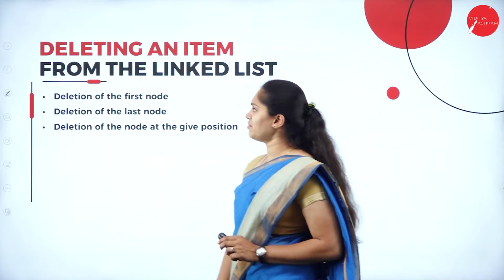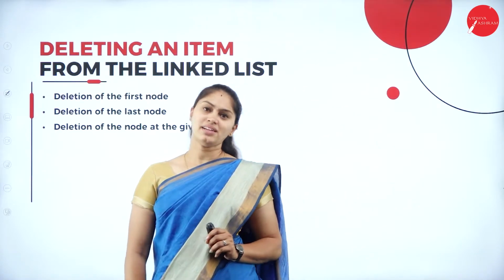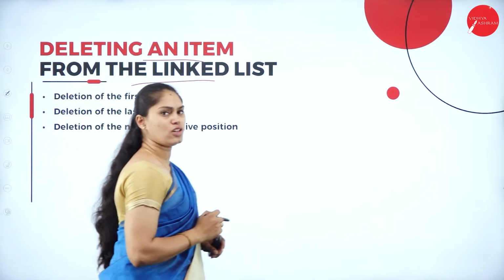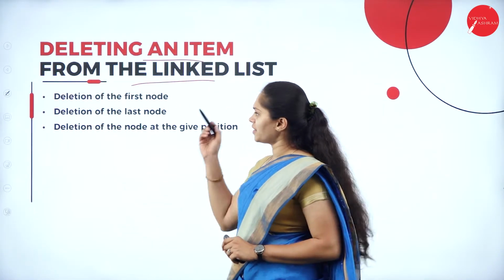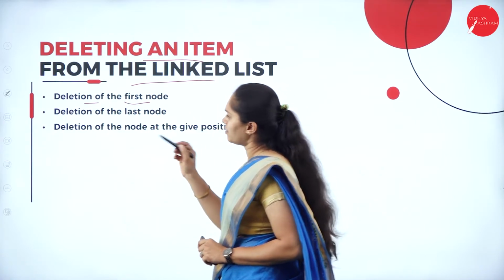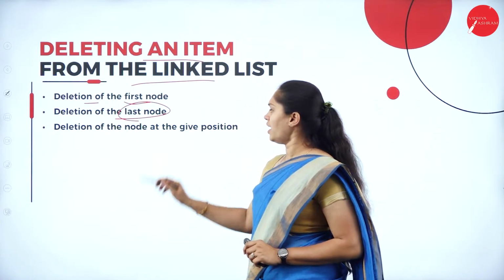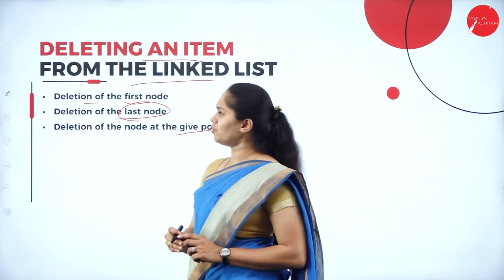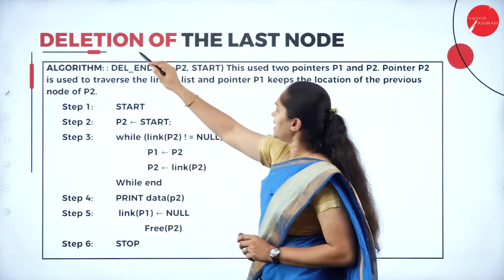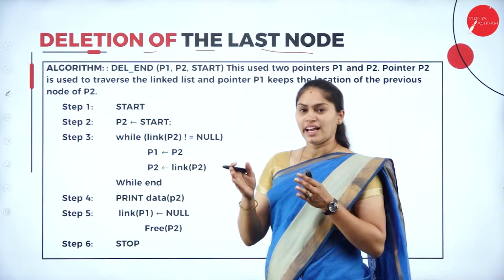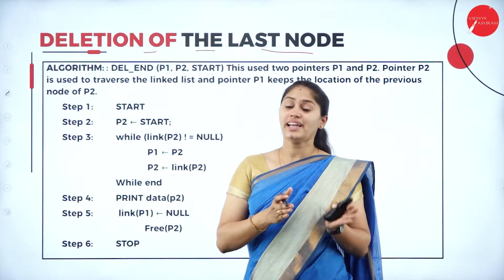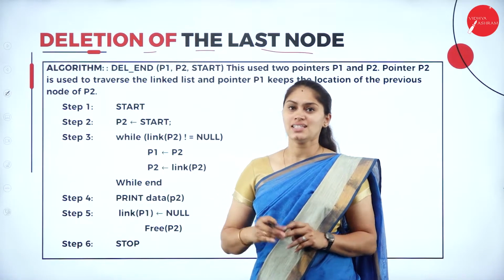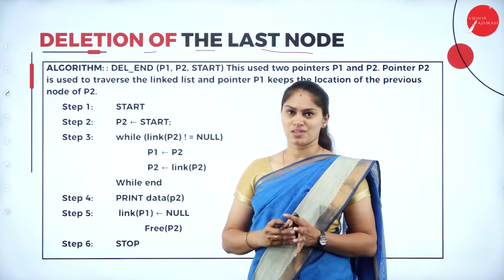Fine. In the same way, we can also delete an element or a node from the linked list. This can also happen in three ways. We can delete the first node, or we can delete the last node, or else I can delete at a given position. So we are going to concentrate on the deletion of the last node. Insertion at the first node and deletion of the last node are important when it comes to linked list insertion and deletion operations.